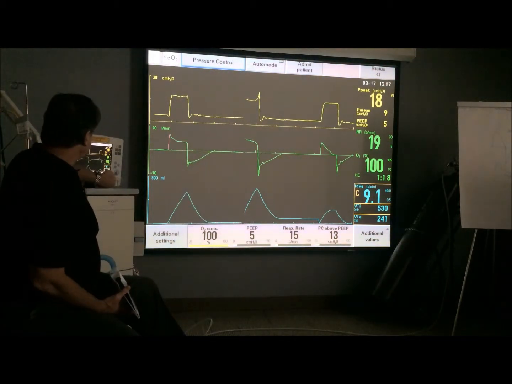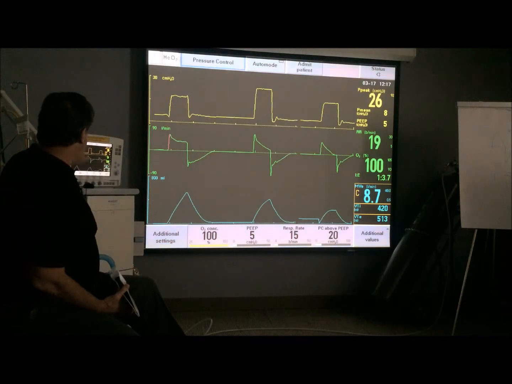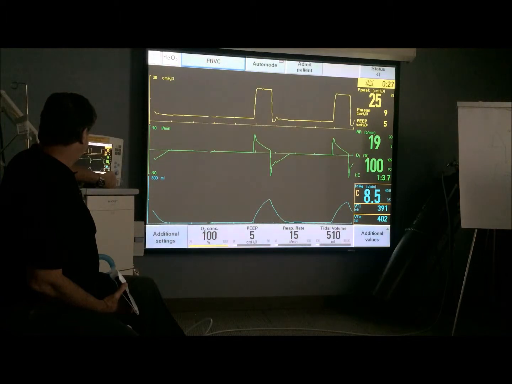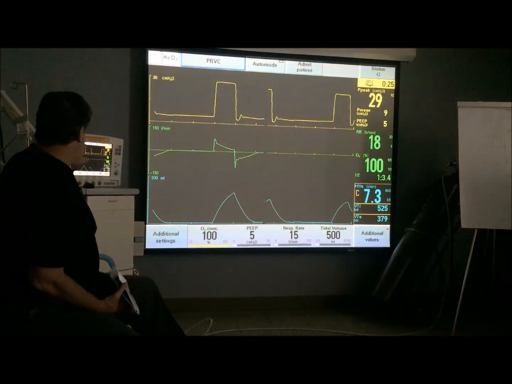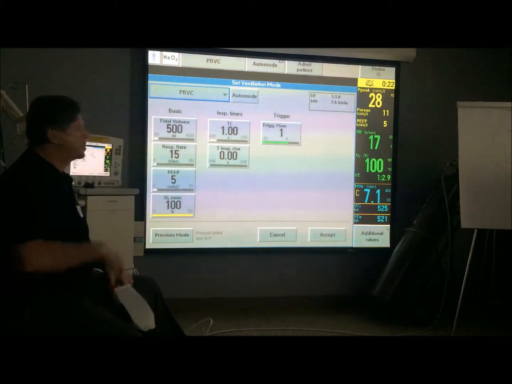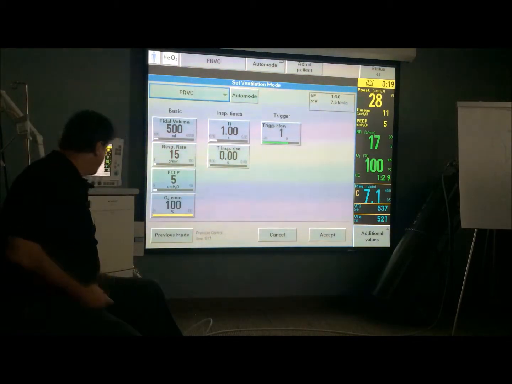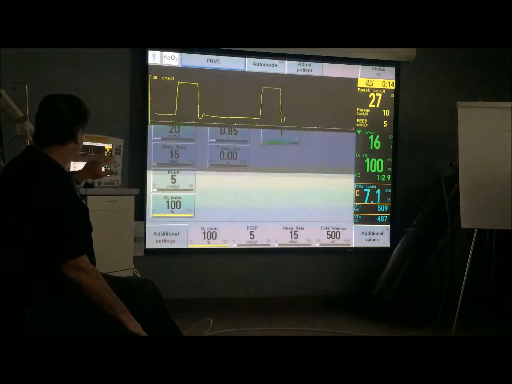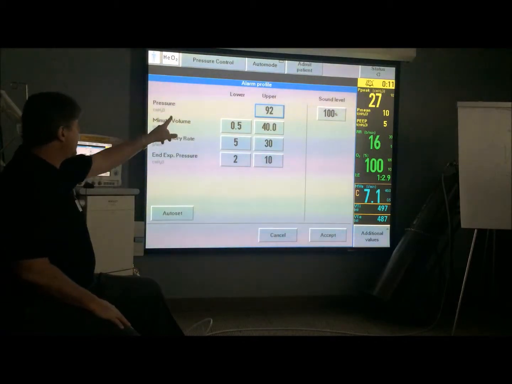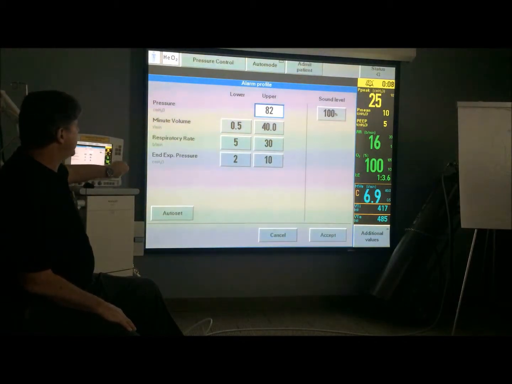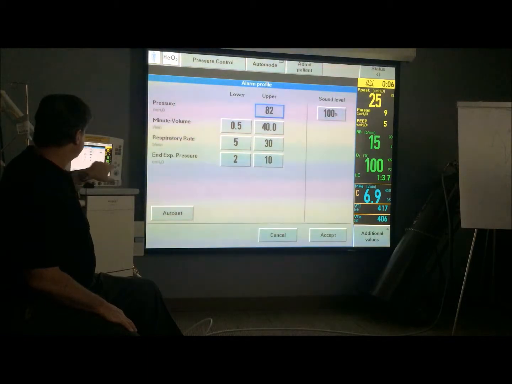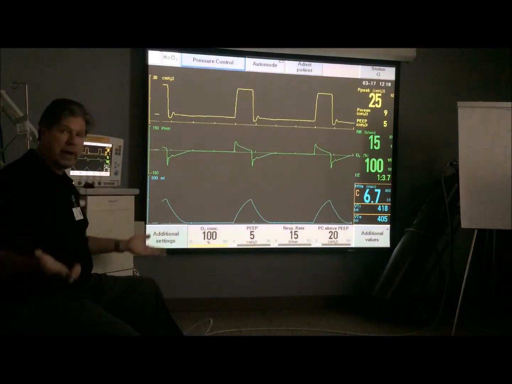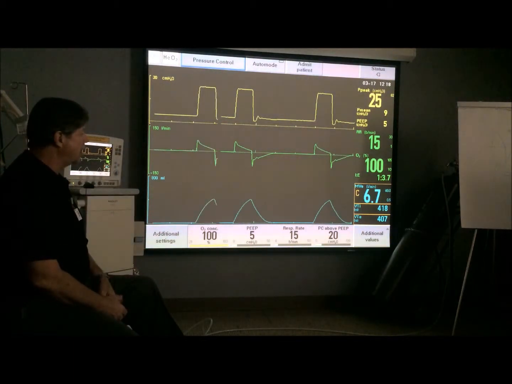So the other thing to talk about in PRVC is how does the pressure limit work? We know that in our conventional modes, like pressure control and volume control, we have an upper pressure limit, and this is not where we usually set it, but we have an upper pressure limit that we set so that it's kind of a fail-safe, so that when the patient hits that, the ventilator will pop off and not deliver that pressure to protect the lung.